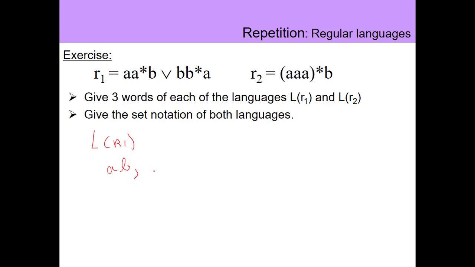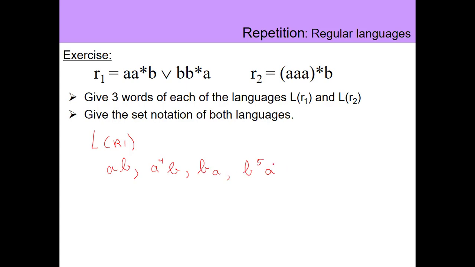So this is a correct word. We could also do A and then choose 3 A's and end with a B. Or we could do the second part. Then we start with a B, have as many B's as we like, including none, and end with an A. Or, for instance, we choose 4 B's and we have B5A.